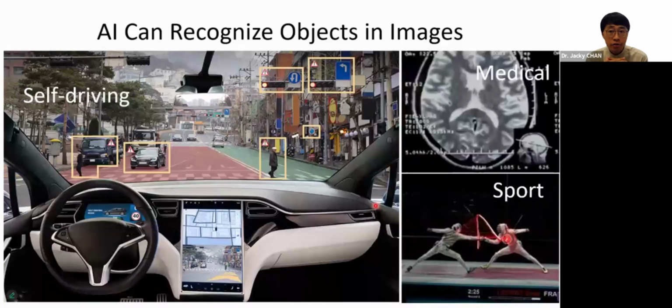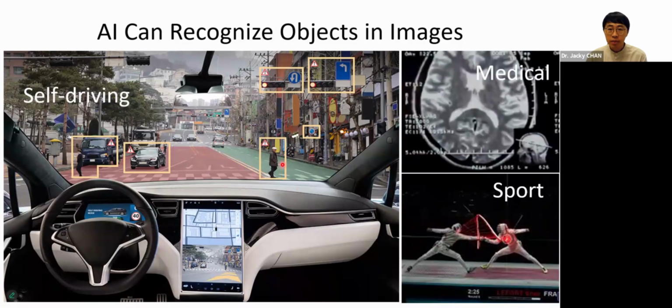Of course, the AI system can also make cars drive themselves. We call it self-driving. In this image, it shows that the AI system can recognize the car, the road sign, and also the people, so that it can decide whether it should move forward, backward, stop, turn right, or turn left in order to drive safely.